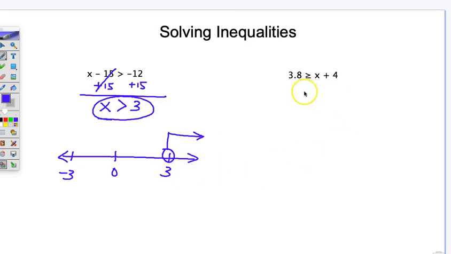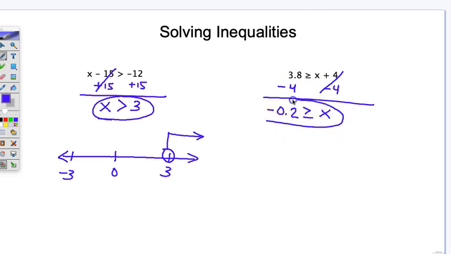In the next one, we have some decimals here, and we are going to subtract 4 on both sides. These two cancel. 3.8 subtract 4 is negative 0.2, bringing the inequality sign straight down, greater than or equal to x. Okay, also we're going to supply a graph for this one. So again, show me where 0 is. That negative 2/10 is somewhere over here.